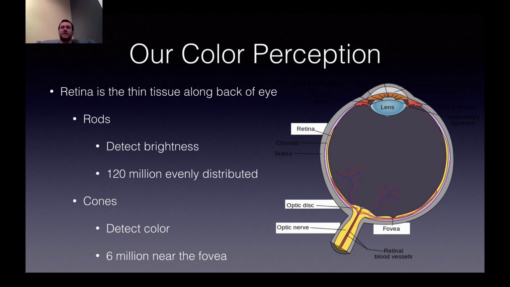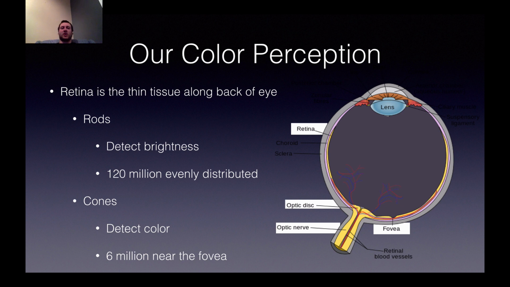So along the retina, and if you look on the diagram, it's that nice yellow thin tissue on the back two-thirds or so of the eye, it contains rods and contains cones. And these are the color sensitive and brightness sensitive.